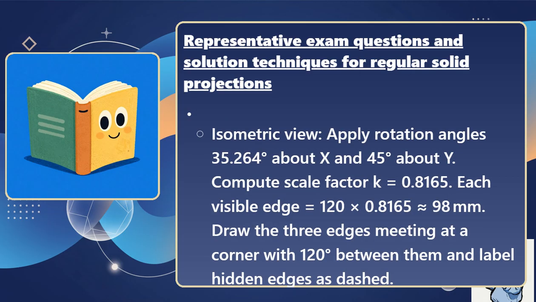Isometric view. Apply rotation angles 35.264 degrees about x and 45 degrees about y. Compute scale factor k equals 0.8165. Each visible edge equals 120 times 0.8165, approximately 98 mm. Draw the three edges meeting at a corner with 120 degrees between them and label hidden edges as dashed.